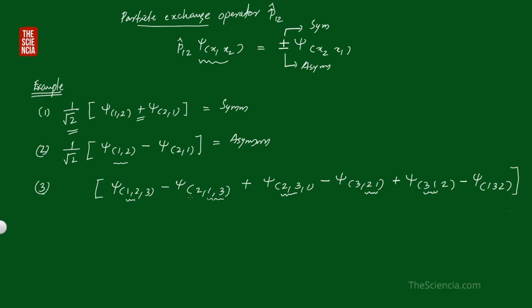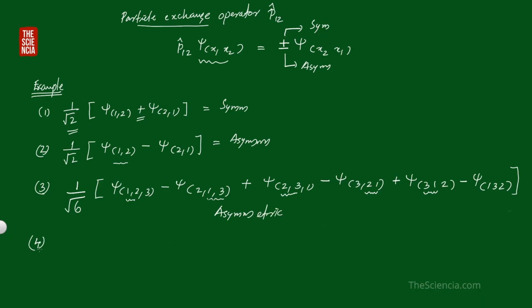So there are a total of 6 steps. When we are normalizing, we get a normalization constant 1 by root 6. And see, there are negative signs. Therefore, this is an asymmetric or anti-symmetric wave function.